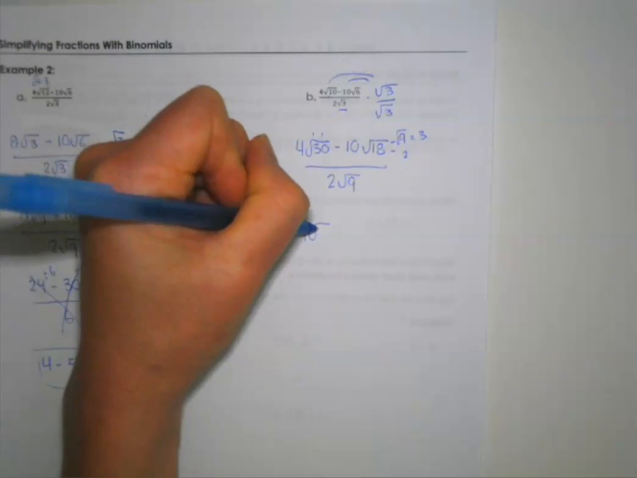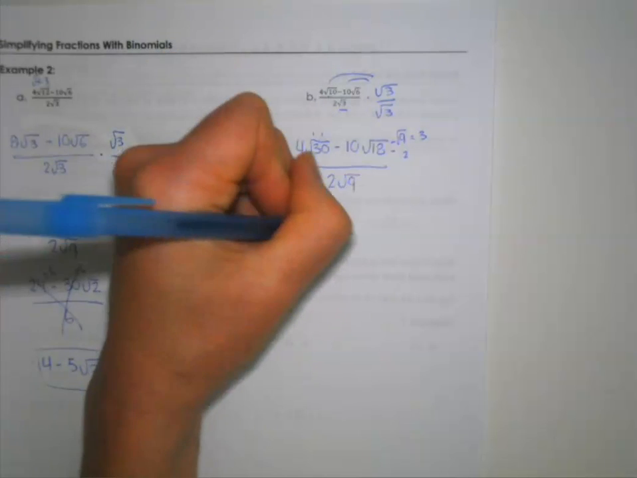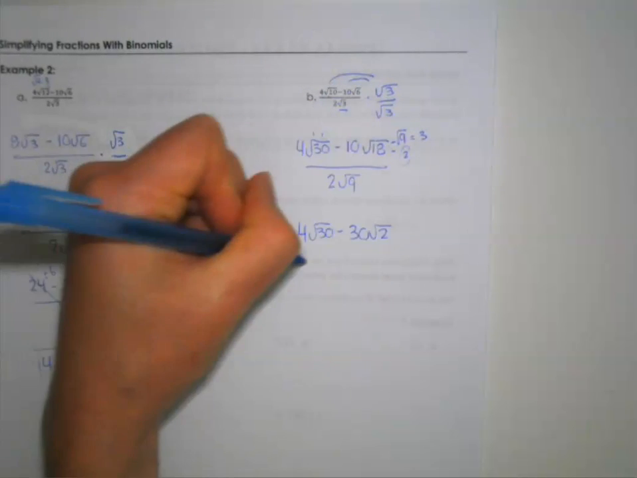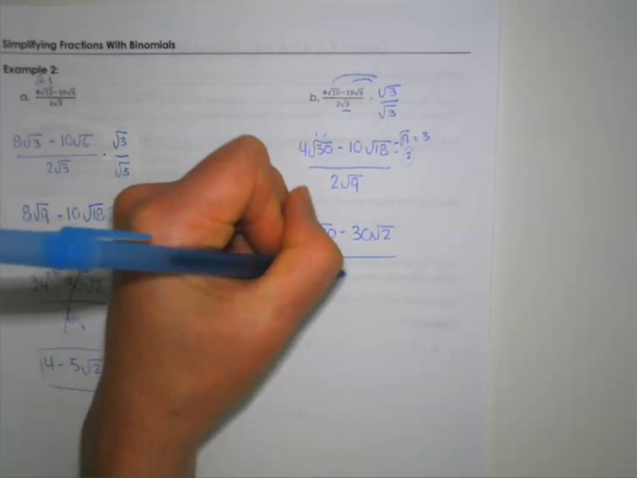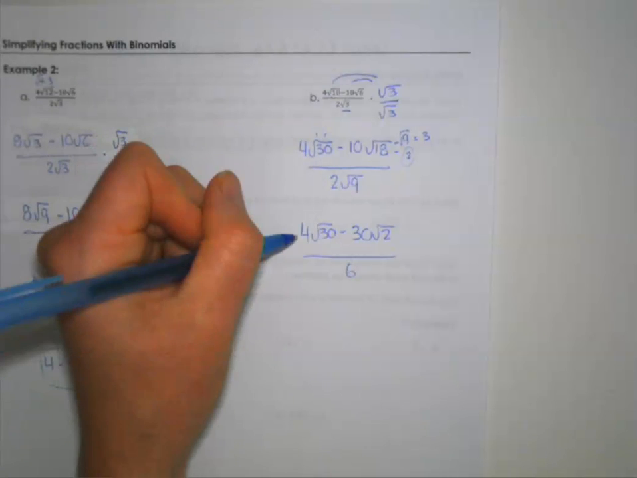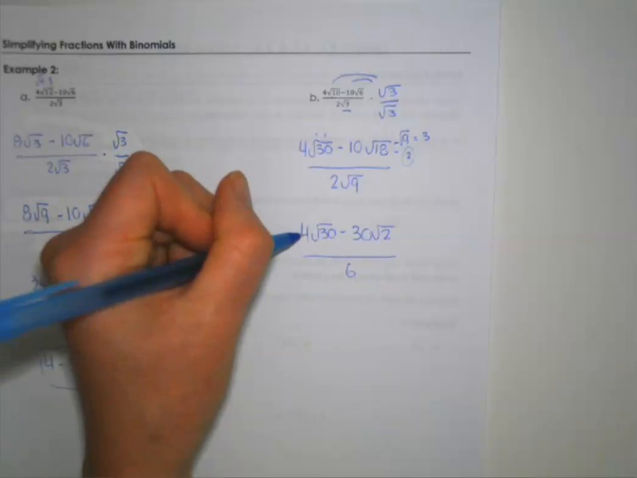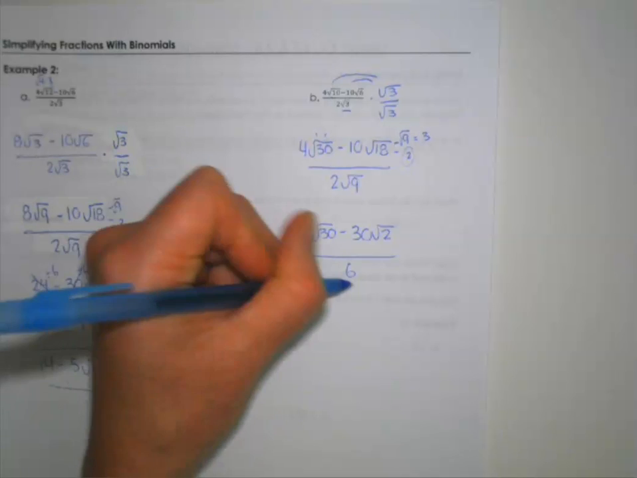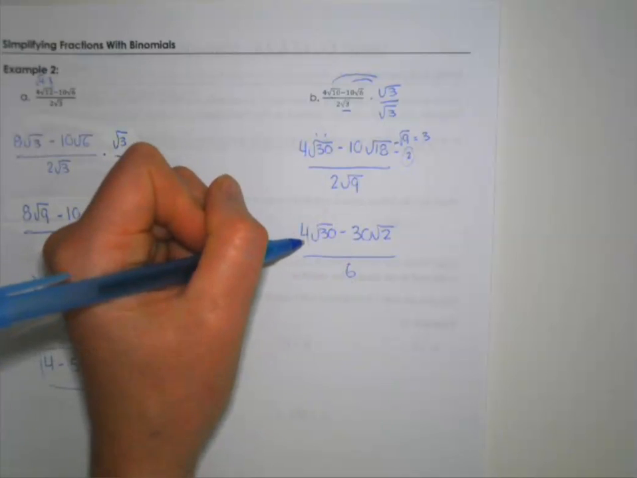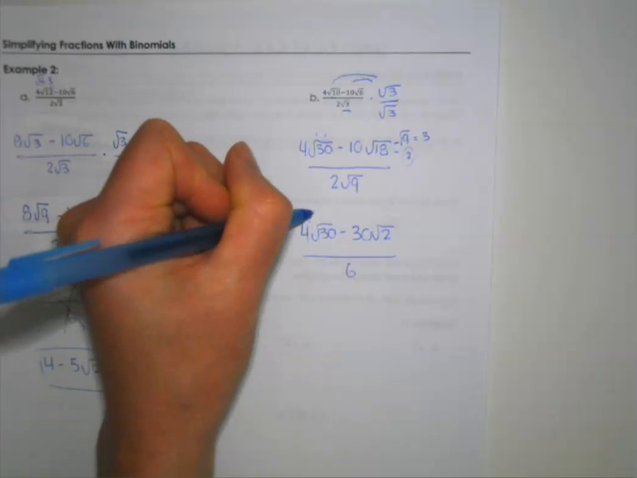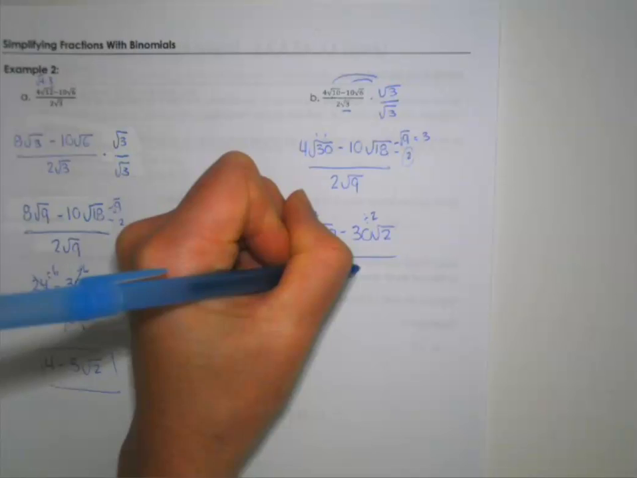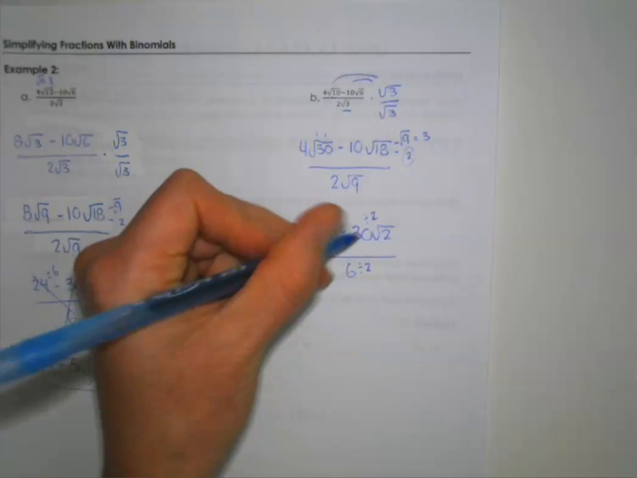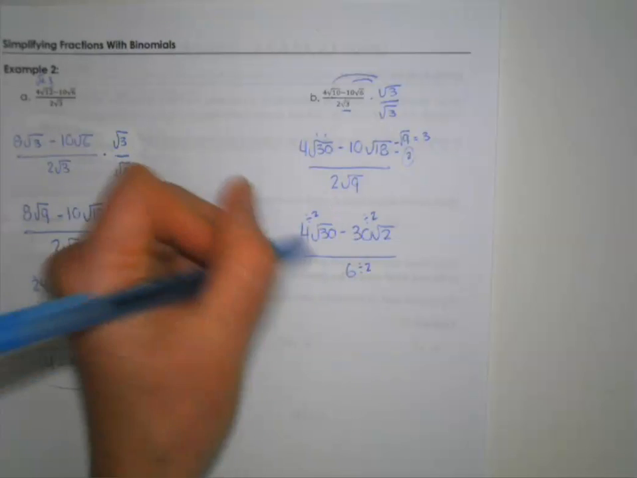So 4 root 30 minus 10 times 3 is 30, and under the root sign, we're just going to have that 2 left. Root 9 is 3 times 2 is 6. So now in this one, 6 does not divide into 4, even though it does into 30. So we need to find a different value that can divide into all of these 3 terms. The only one that I can see would be 2. So we can do 4 divided by 2, 30 divided by 2, and 6 divided by 2. So in this case, we're more just simplifying the fraction, right? We're not actually just doing the division.